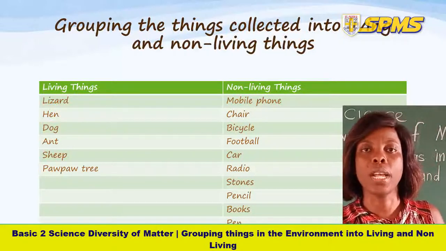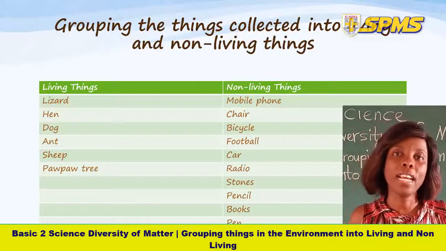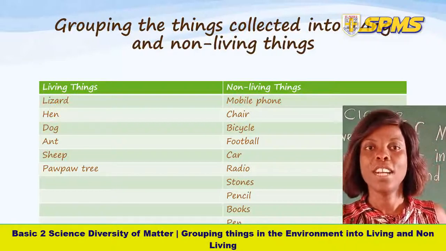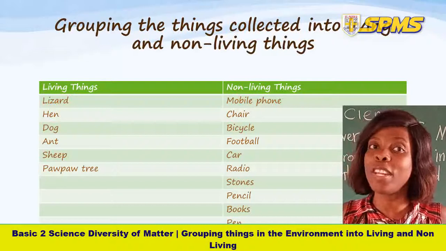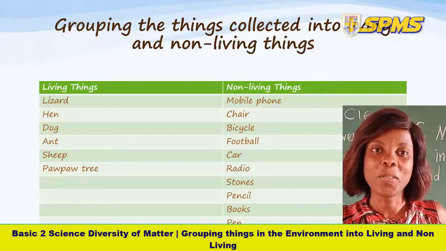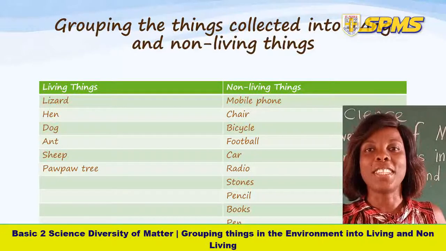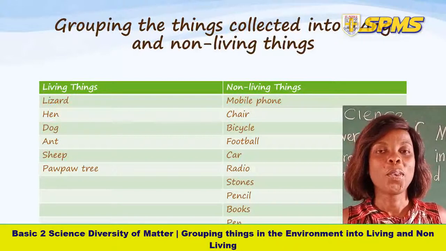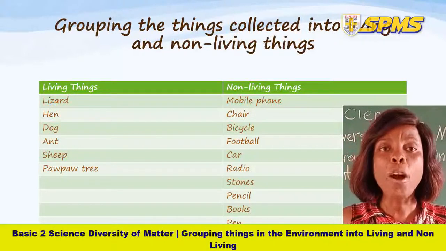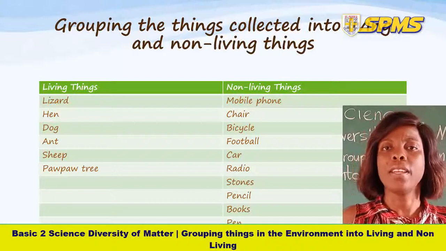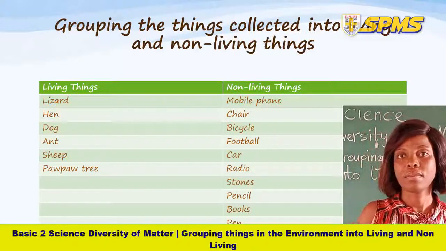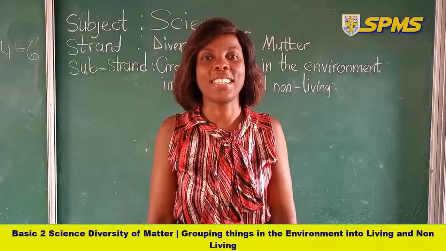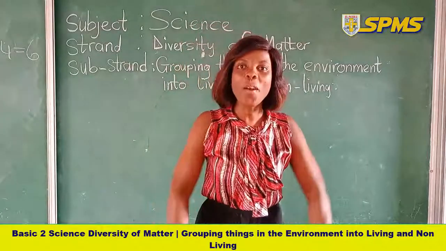Okay, let's do this quickly. Hen, under living. Good. Chair, non-living. Dog is definitely going to be under living. Bicycle, non-living. Ant, living. Ball, non-living. Pawpaw tree, living because it's a tree. Car, non-living. Hope you can do the rest. Very good. All right, let's continue.